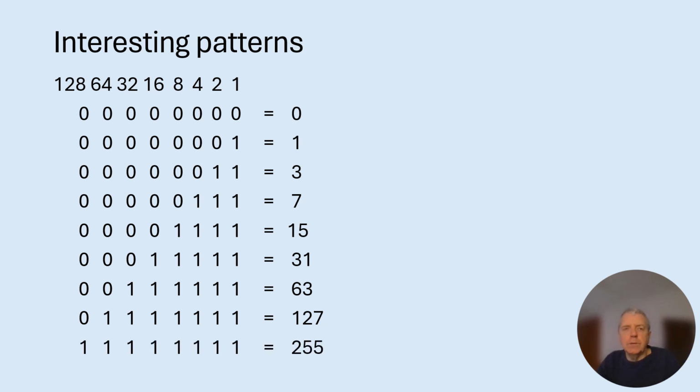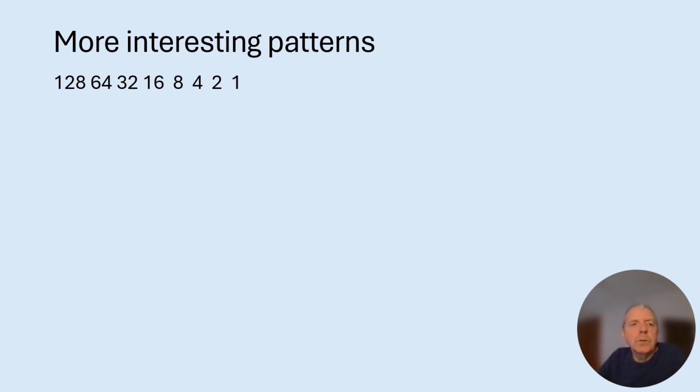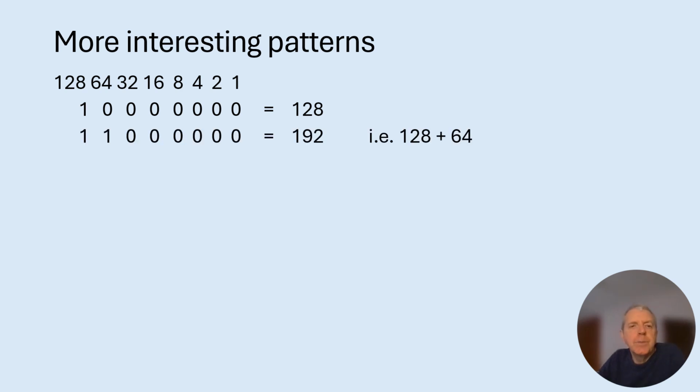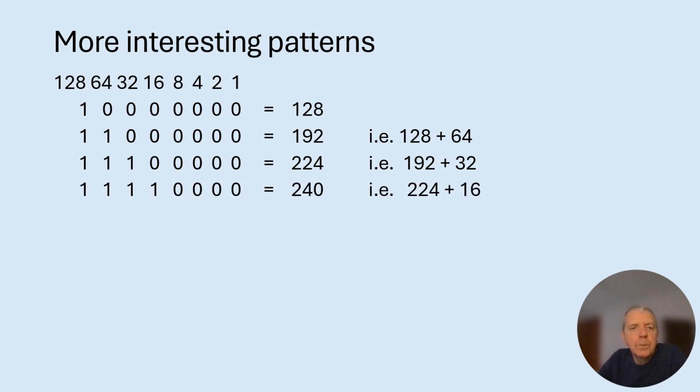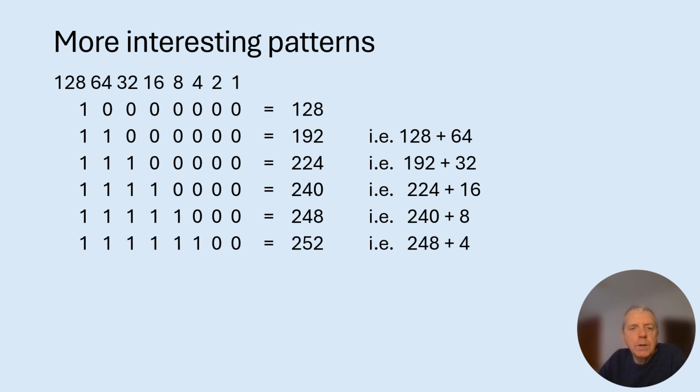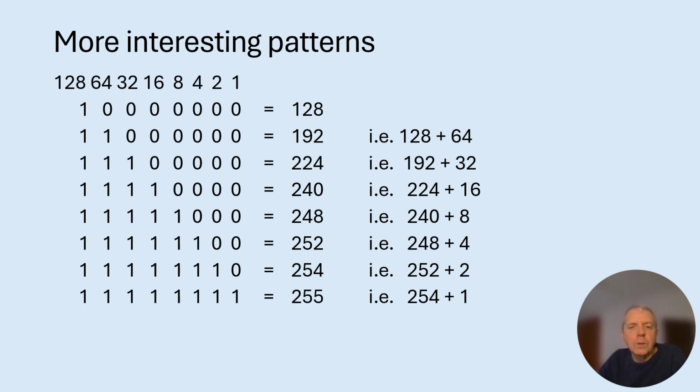Another interesting pattern is when we're moving from left to right, that's clearly 128. 128 plus 64 is 192. If I add a 32, I get 224. Plus 16 is 240. Plus 8 is 248. Plus 4 is 252. Plus 2 is 254. Plus 1 is 255. These numbers are interesting and useful when we get to subnetting because our subnet masks are continuous from left to right.